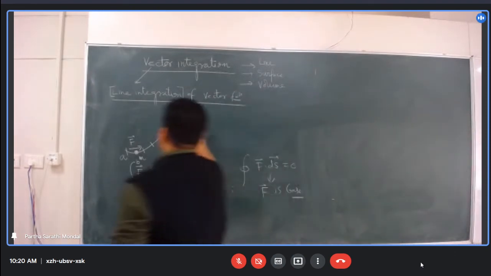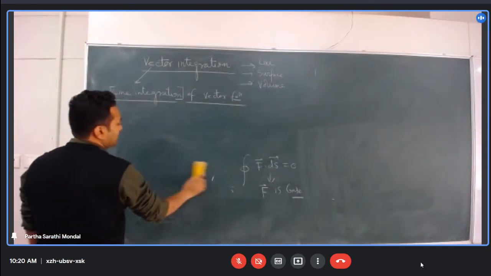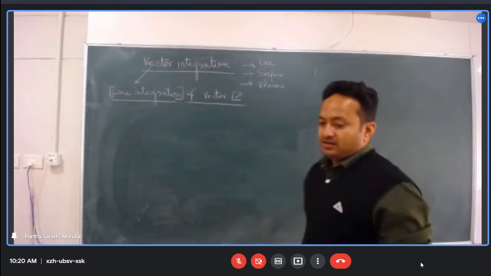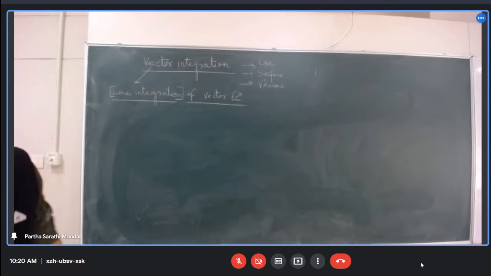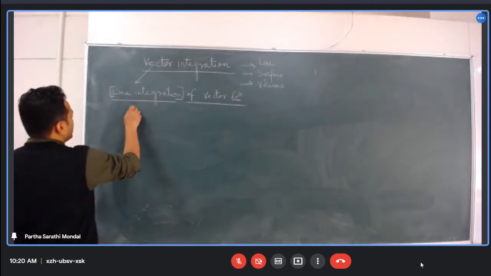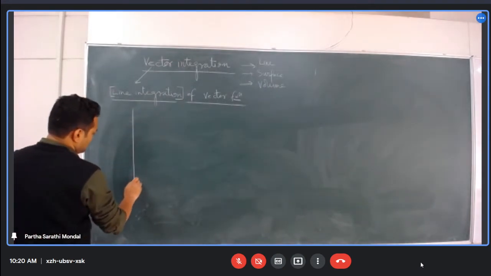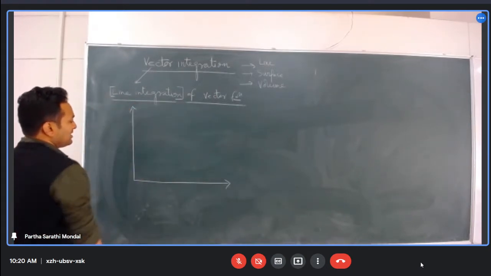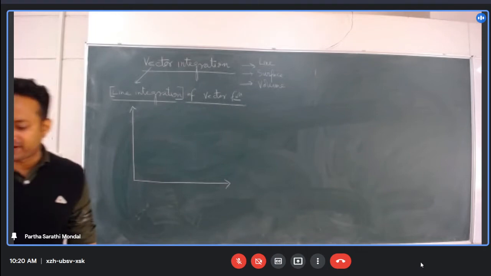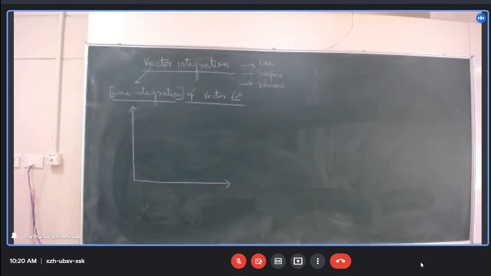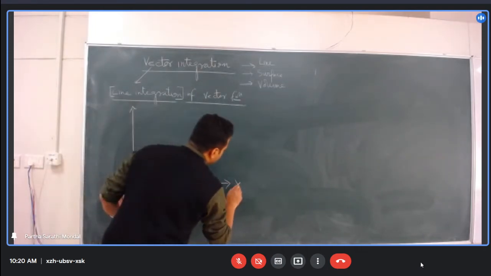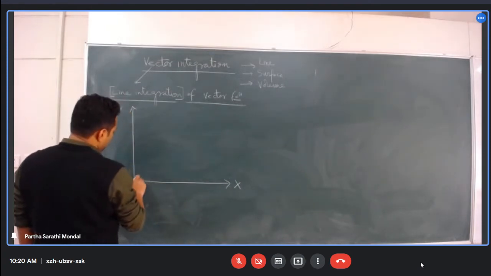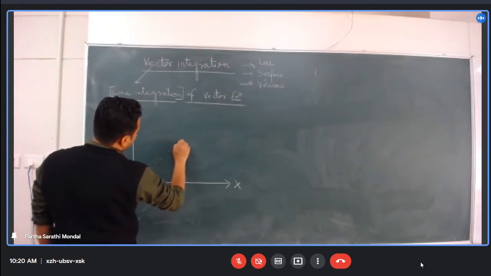Whatever I said, I will discuss through a problem. Okay, let's draw a path in 2 dimensions. Line integration में 3 dimension जरूरत नहीं है, because a line can be well expressed in 2-dimensional coordinates. So let's say this is x, let's say this is y, and let's say this is the line.